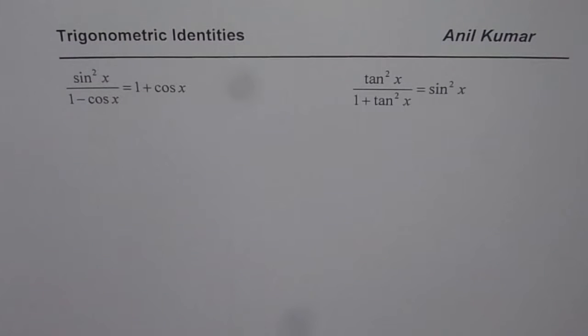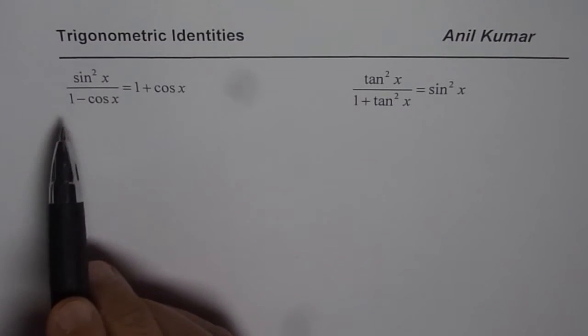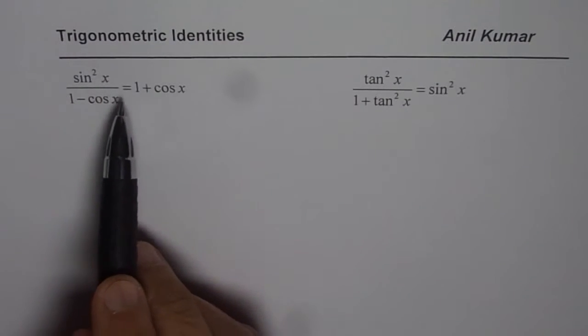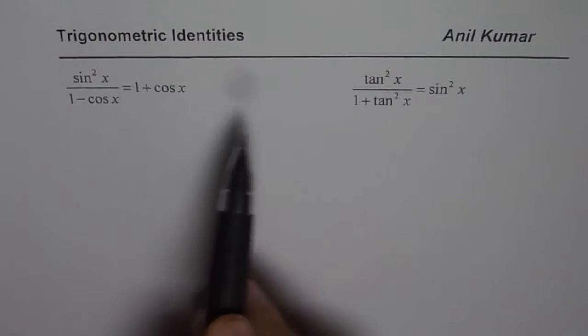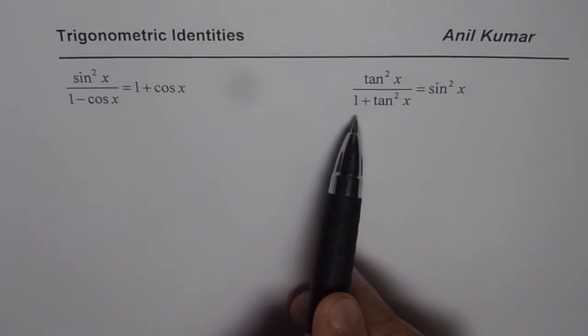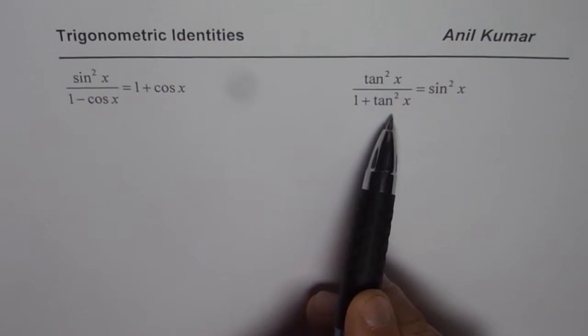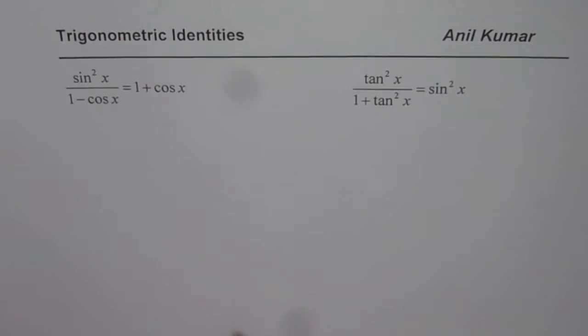Trigonometric identities. I'm Anil Kumar and I'll take you through a few simple steps which will help you solve trigonometric identities. I have two very similar identities here and I'll solve them using very different methods. The first one is sine square x divided by 1 minus cos x equals 1 plus cos x. The other one is tan square x divided by 1 plus tan square x equals sine square x. Let's begin with the very first one.